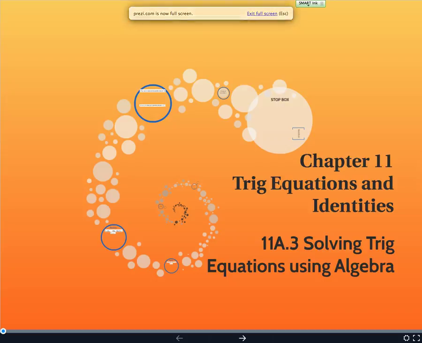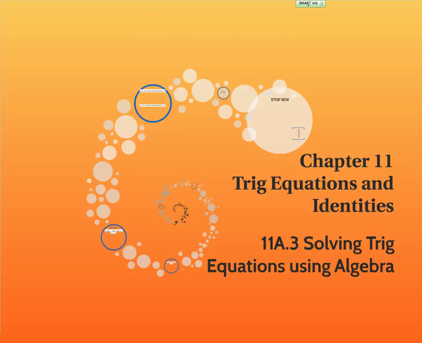All right, as we start chapter 11, you absolutely positively need your unit circle. So make sure you locate that. Now, chapter 11 is about trig equations and identities.